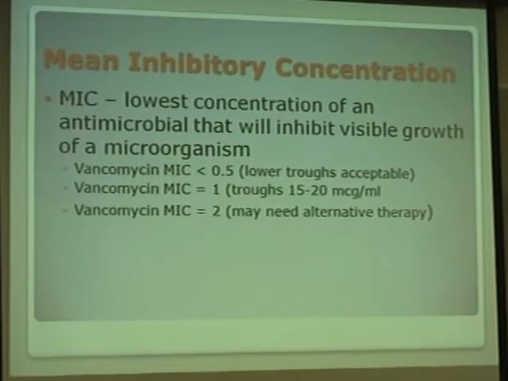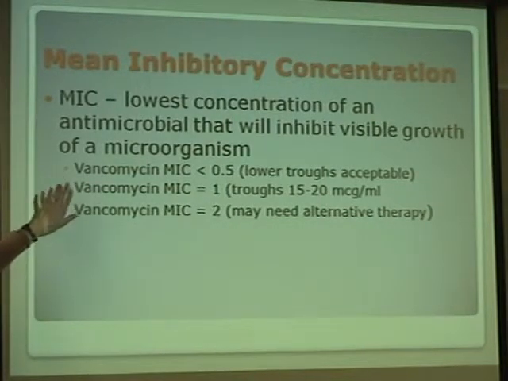So the MIC, so what is that? That's the lowest concentration of your antibiotic that will inhibit visible growth of a microorganism. So this is kind of that lab value. So for vancomycin, what you will see is you will see either MICs of 0.5, 1, or 2. And if your MIC is 0.5, then lower troughs. So if you're around 10, then that would be acceptable.